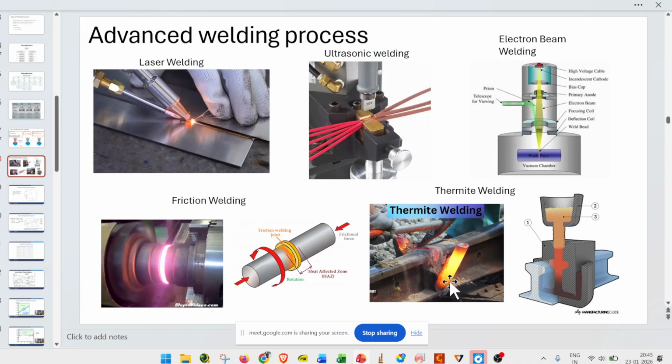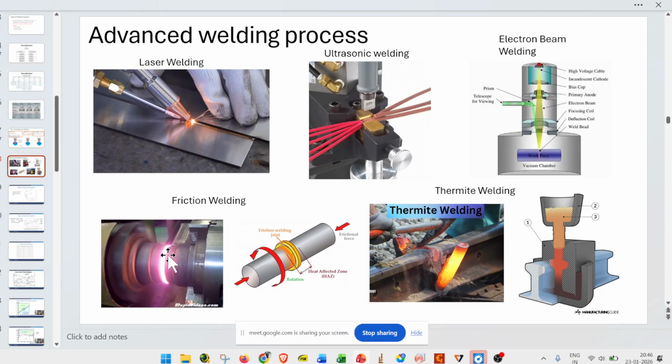This is the thermite welding. Wherever we want to join, in that region we add the desired proportion of the two chemicals. An exothermic reaction will take place and generate a lot of heat. That heat will melt the material, and the melted material will pour into this cavity to form the welding joint.